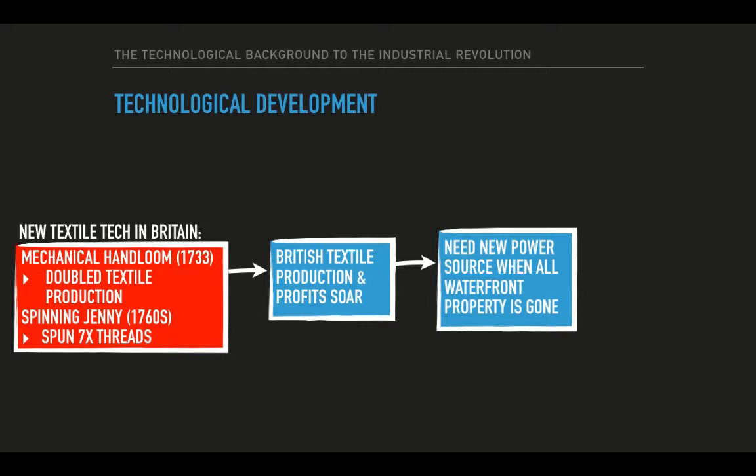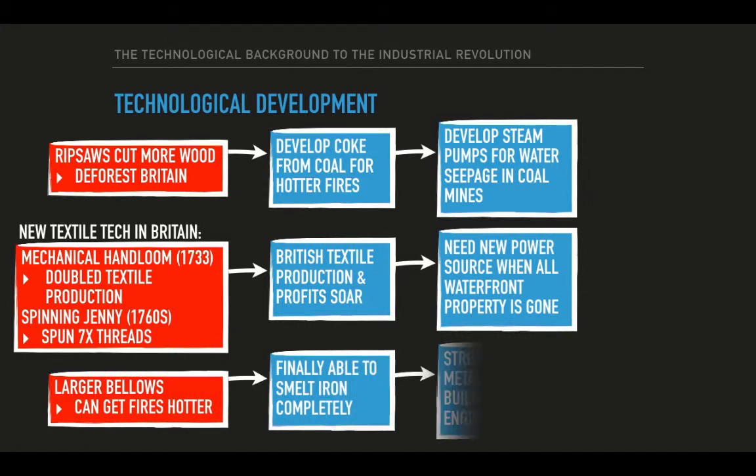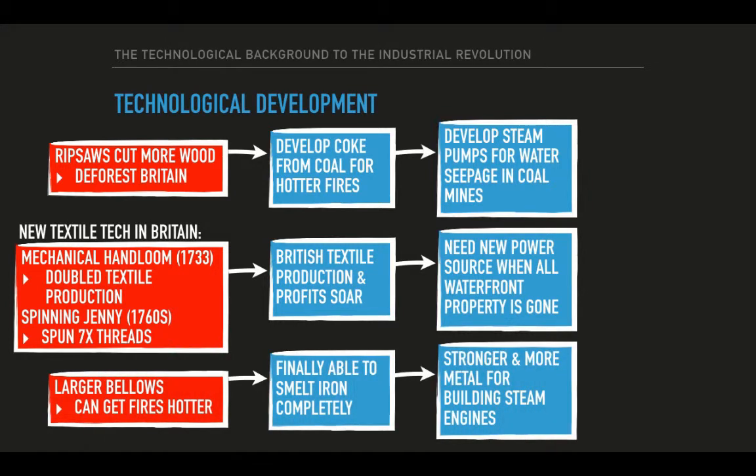Luckily, all this while a new power source had been emerging, which was the steam engine. Now, as mentioned before, one important application of the water wheel was to drive large bellows and ripsaws. What this made possible was hotter fires with which metal smiths could finally smelt iron, and that provided pure iron for building stronger boilers and steam engines.